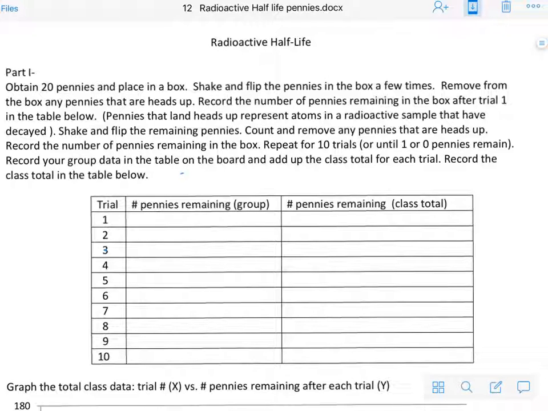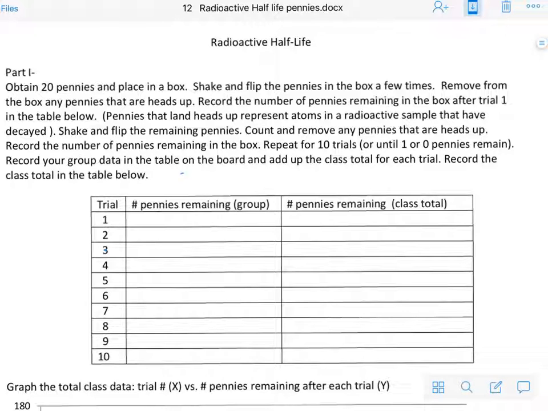To simulate the time it takes for one of these reactions to occur, we would have done this activity at the top of page 22. We would flip coins, shake coins, dump them on the lab table, and then take any that were heads out. Those would represent atoms that have gone from uranium, thrown off the alpha particles, and become an atom of thorium.